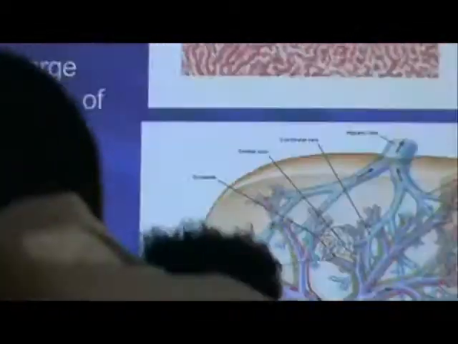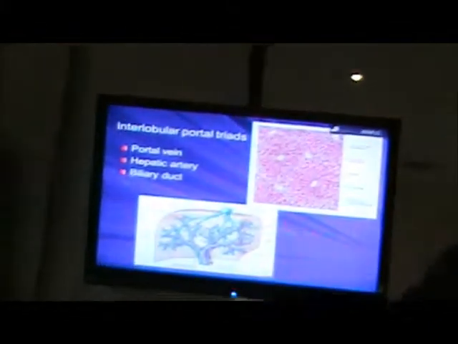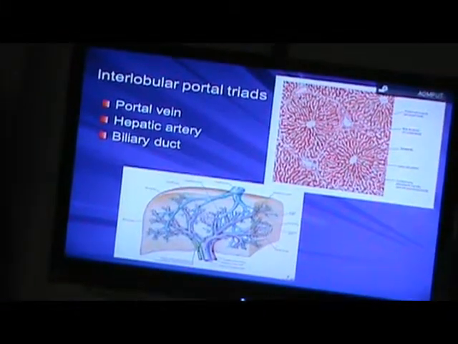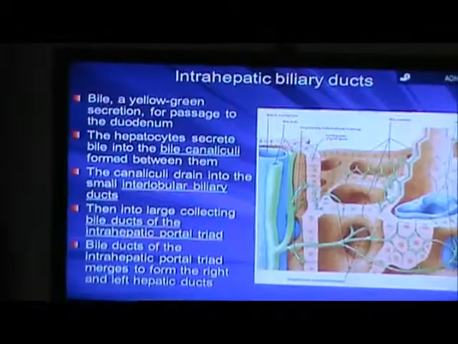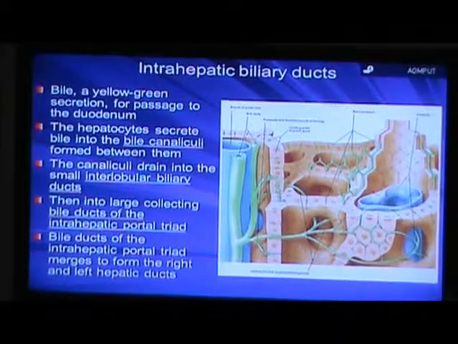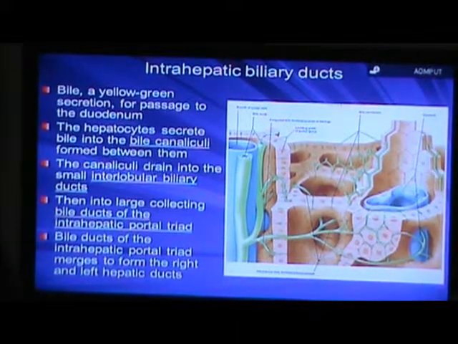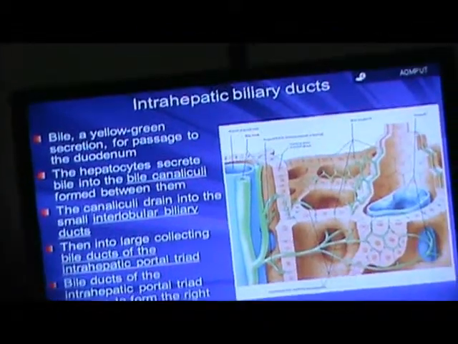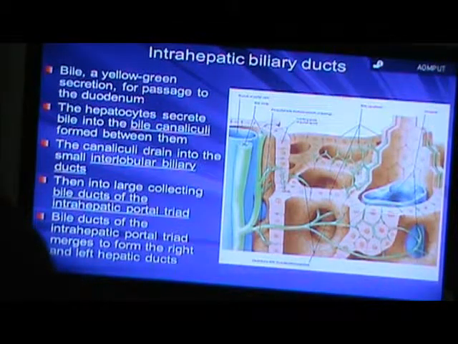It will also be covered during the course of histology. So I need to go faster. The interlobular portal triad consists of branches of the portal vein, the hepatic artery and the biliary duct. Now let's look at how bile is collected from the liver, because production of bile is a very important function of the liver. Bile is a yellow-green secretion that passes to the descending part of the duodenum.